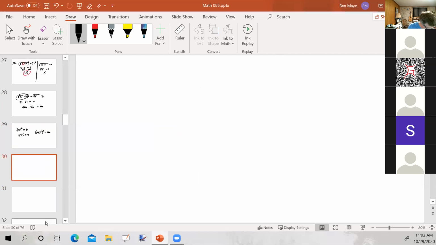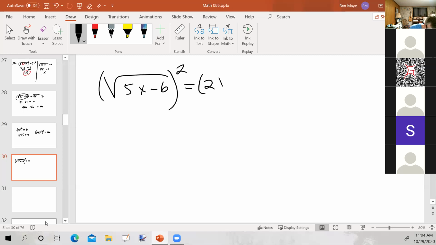Okay, let's take a look at this one. The square root of 5x minus 6 equals 2. So what are we going to do? Square both sides. Excellent. So we get what on the left? 5x minus 6. And on the right? 4. Oh, yeah, sorry, 2 squared is 4.